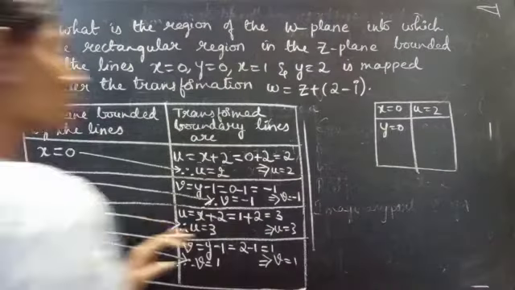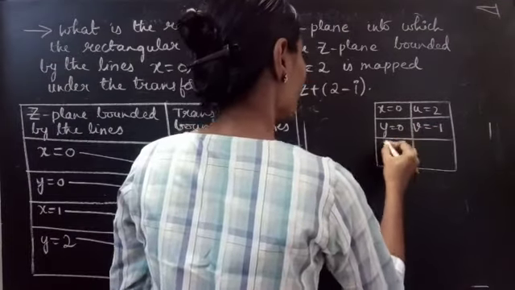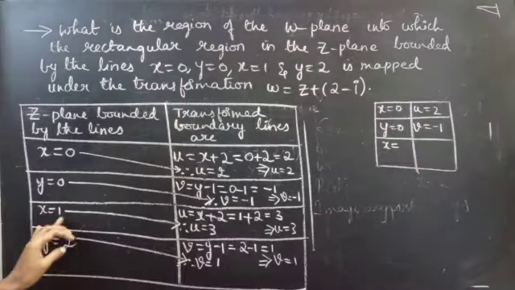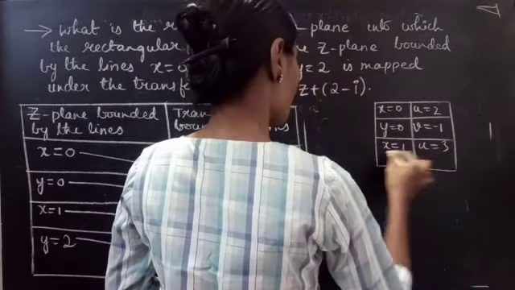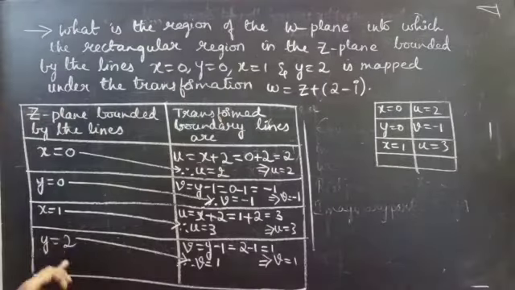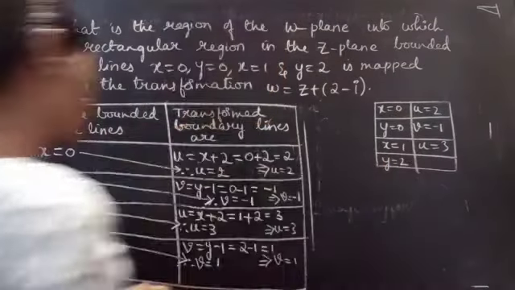For y equals 0, v equals minus 1; for x equals 1, u equals 3; for y equals 2, v equals 1.